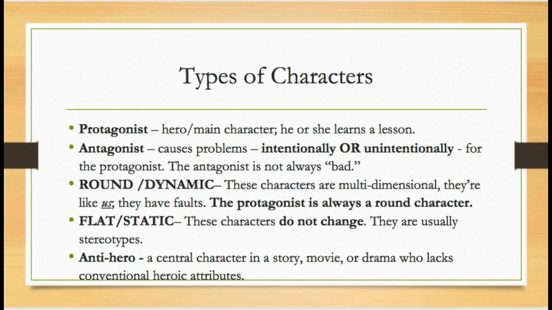Antagonists do not have to be evil, just like a protagonist is not necessarily always a quote-unquote good person. So all an antagonist does is they provide a conflict for the protagonist. And conflict is something that causes us to grow and change. Keep that in mind as you read the story.